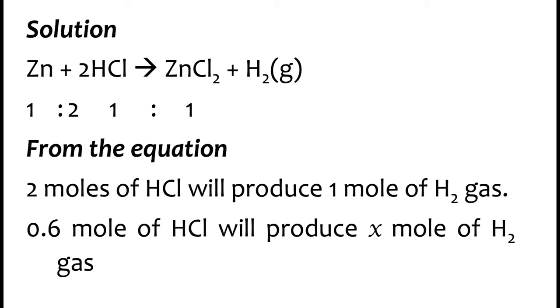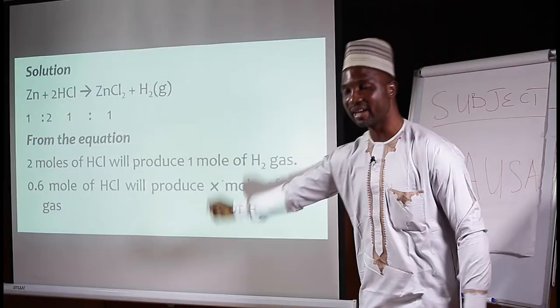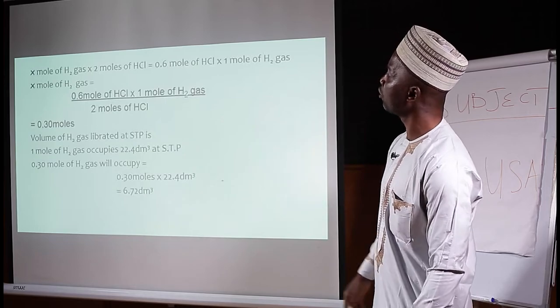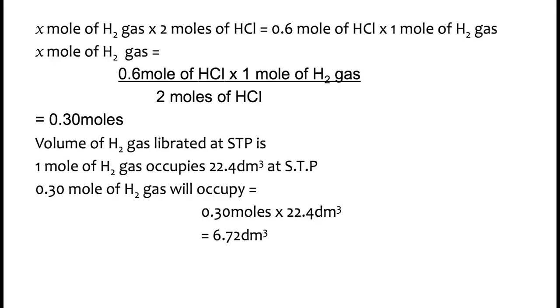So from the equation, 2 moles of hydrochloric acid produce 1 mole of hydrogen gas, as you can see illustrated on the equation. So, if 2 moles of hydrochloric acid produce 1 mole of hydrogen gas, then 0.6 mole of hydrochloric acid will produce X, which is the unknown moles of hydrogen gas. If you do the proportionality, as we do it in mathematics, you will resolve that X mole of hydrogen gas times 2 moles of hydrochloric acid is equal to 0.6 mole of hydrochloric acid times 1 mole of hydrogen gas, by cross multiplying.